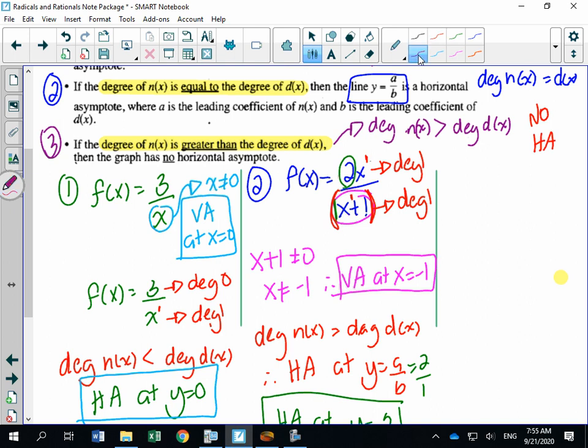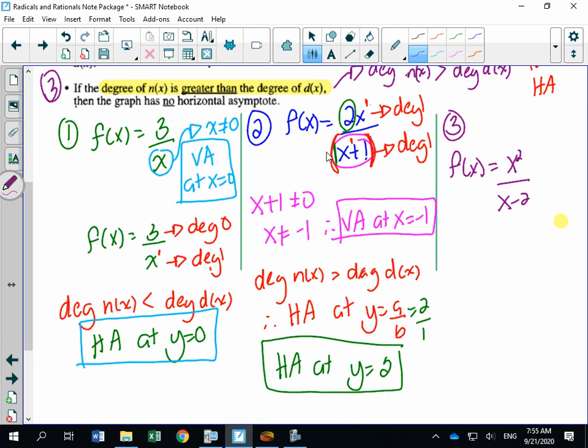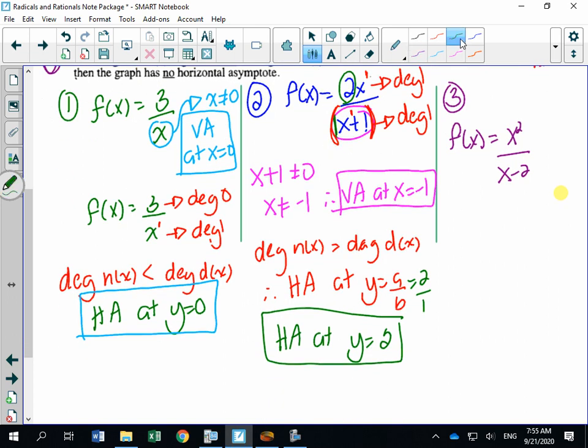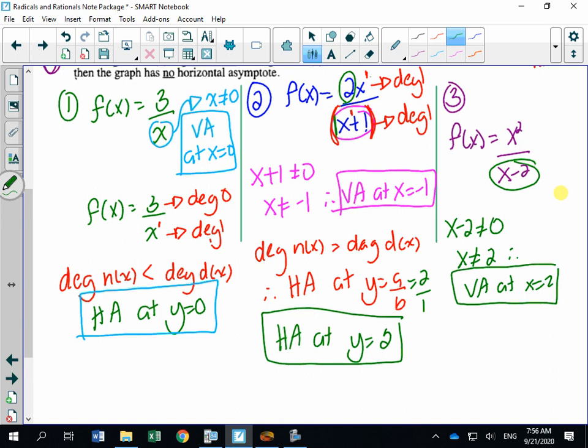So let's look at a situation that would model this. So number 3, if I gave you f of x is equal to x squared all over x minus 2. From lesson 1 or part 1, let's first find the vertical asymptote. So we know that x minus 2 cannot be equal to 0, finding my non-permissible value. x cannot be equal to 2, therefore there's a vertical asymptote at x is equal to 2. So this graph has a vertical asymptote at x is equal to 2.